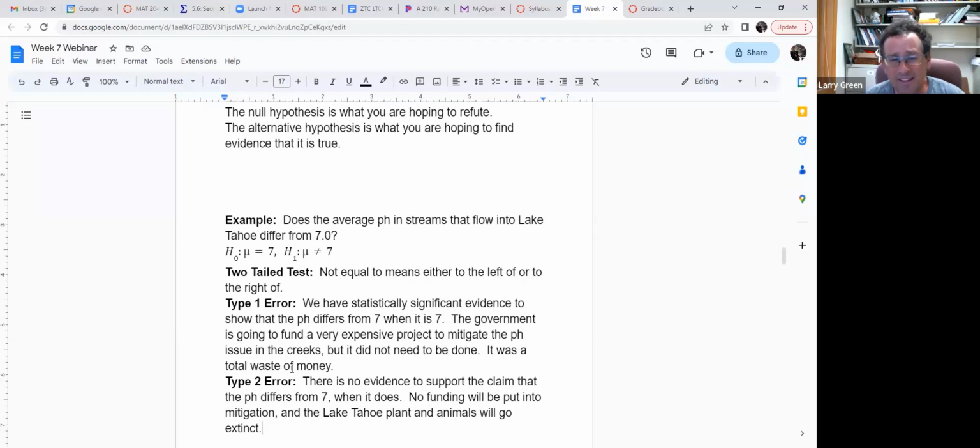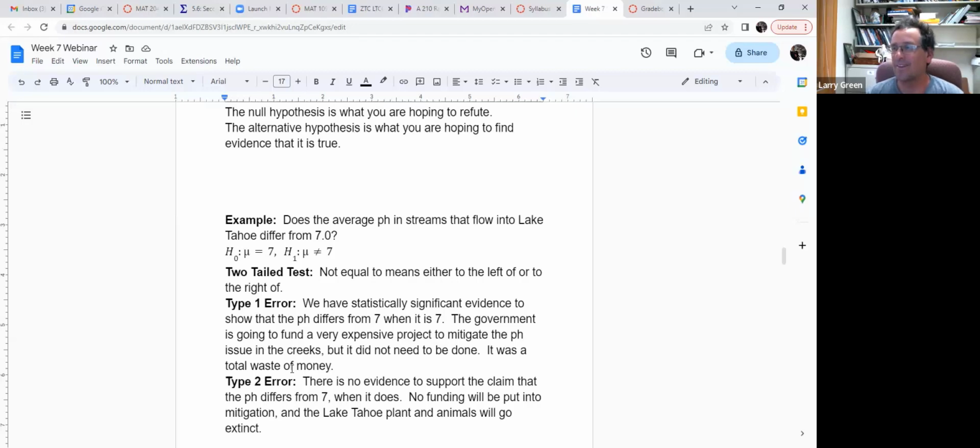Okay. So the next step: which do you think is worse? This depends on your feelings. Do you care more about money or about the environment? I'll let you choose. Which is worse: to waste a whole lot of money, or for the plant and animal life to go extinct? And again, this is really you. There's no right or wrong answer.